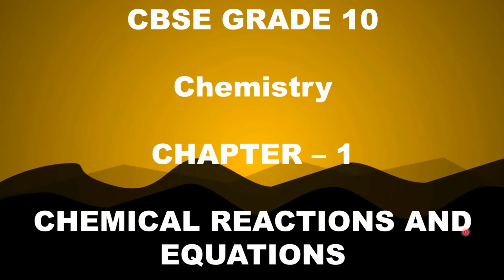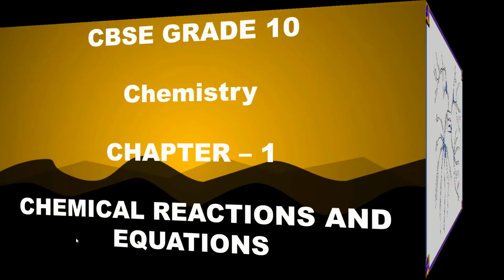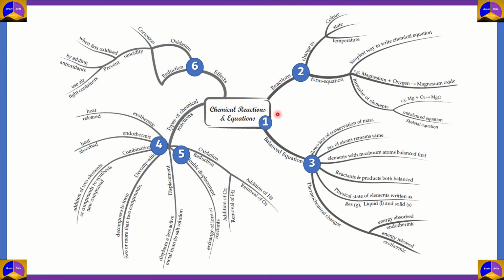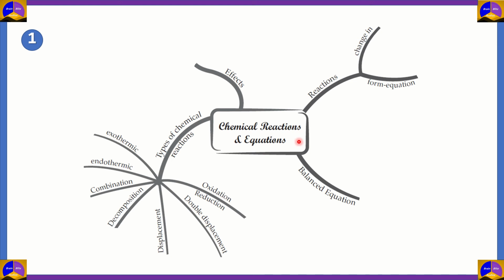In order to prepare for this chapter for examinations, there are various ways in which we can do it. One of the best ways to do so is with the help of a mind map. Mind maps are very useful for last-minute preparations for the exams. However, they can be quite extensive, and that's why this video is devoted to explaining them in some detail. So, chemical reactions and equations.